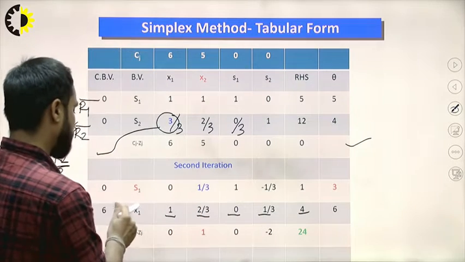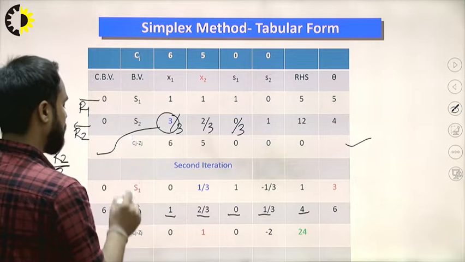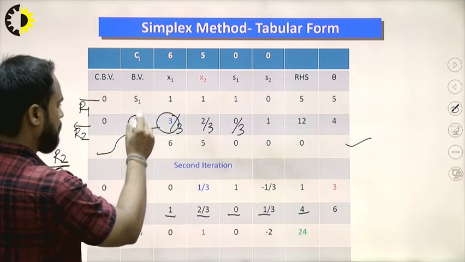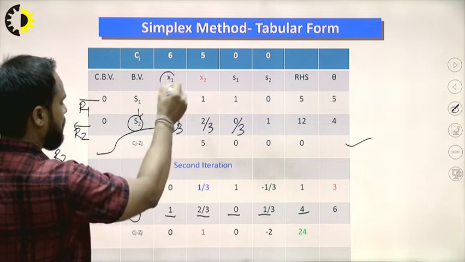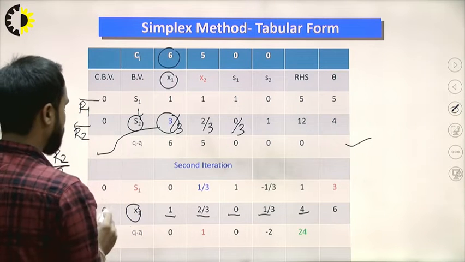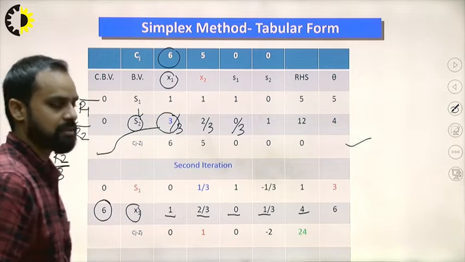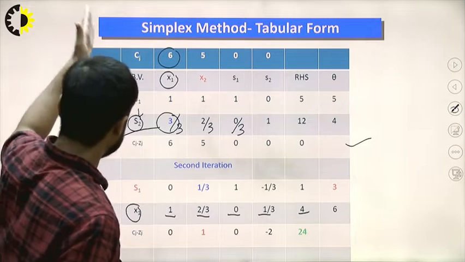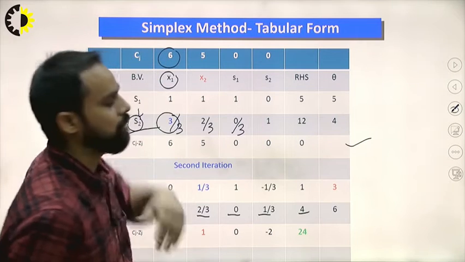Right, and x1 is entering, s2 is leaving. This one is leaving and x1 is entering, and the coefficient of x1 in the objective function is 6. That's why we write 6 here, because this represents the coefficient of the basic variable in the objective function.